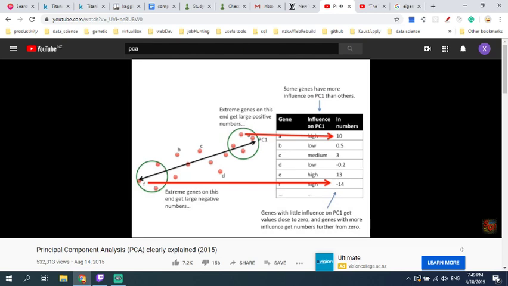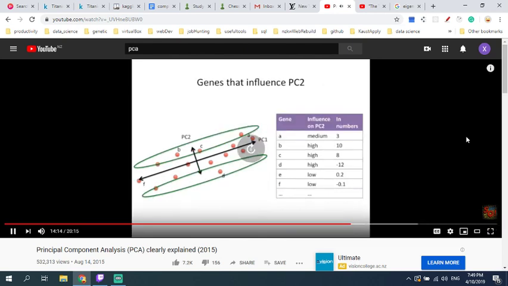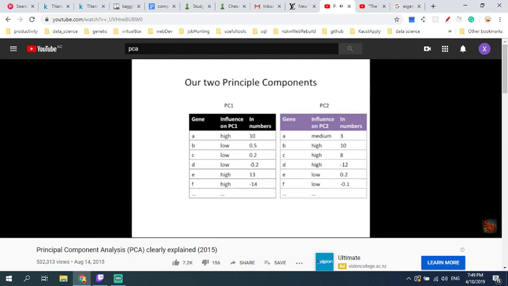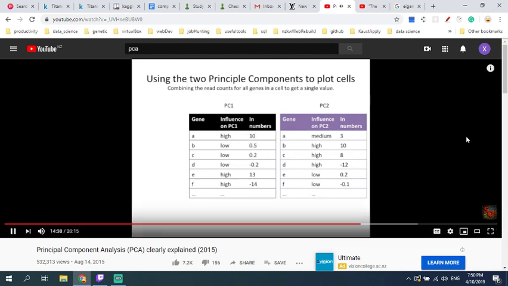So gene A might get a positive number, like positive 10. We can also rank genes by how they influence principal component number 2. Now we have two tables of genes and the influence they have on the principal components. One is for principal component 1, and the other table is for principal component 2.